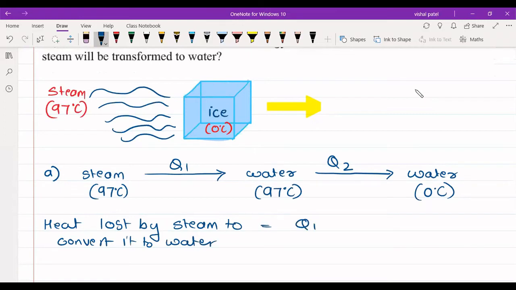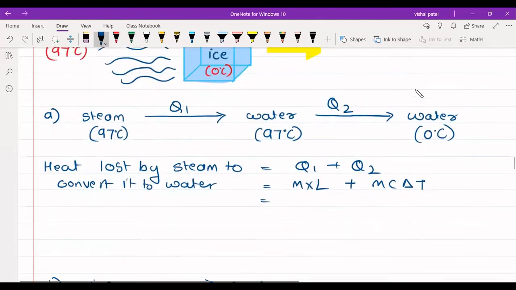Okay, Q1 plus Q2. Now students, Q1 is nothing but M L, because steam is converting to water. Steam is converting to water, that is M into L, latent heat. Understood? And Q2 is water, being water only the temperature is changed, so it is M C delta T.